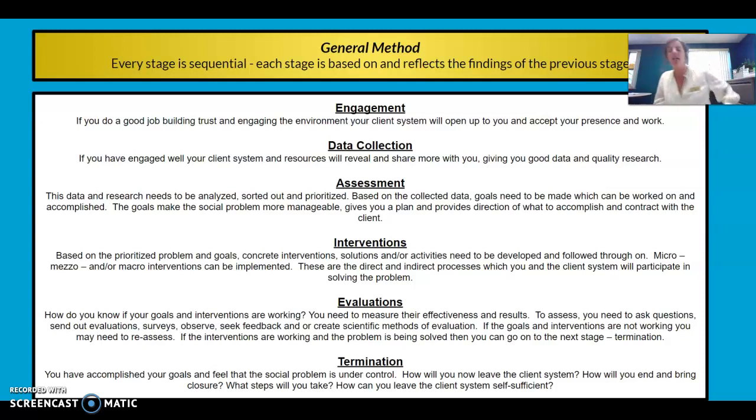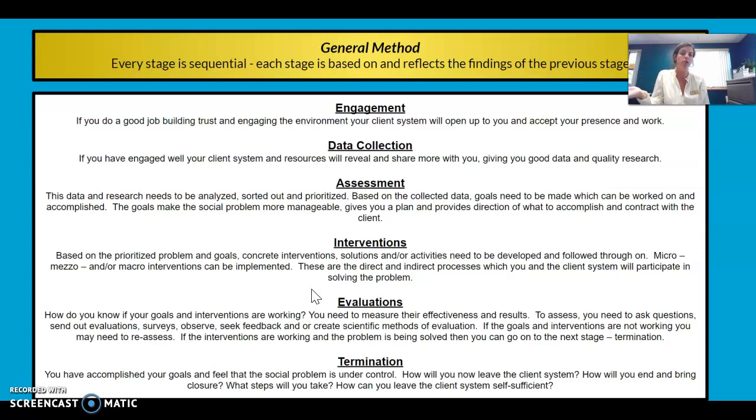So once you've engaged and are consistently collecting the data, that's when you assess what you have collected, and then you prioritize what you want to work on. Goals can make the social problem more manageable and not feel as overwhelming. Once you have prioritized the problem and identified what you or the client really want to work on, that's where you give very concrete interventions to be able to measure and track progress. Micro, mezzo, and macro interventions can be implemented. They are direct and indirect, but the big key is to get the client on board and motivated to work on them.